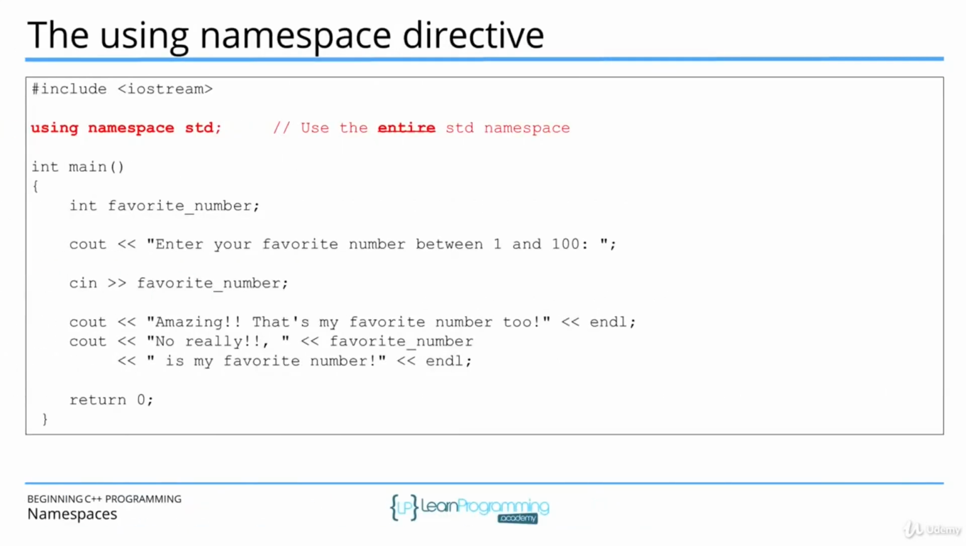In this case, we can use the using namespace directive followed by the name of the namespace we wish to use. In this case, the standard namespace. Notice that I no longer have to use std followed by the scope resolution operator when I refer to cin, cout, and endl. The compiler now knows which one to use based on the using namespace directive.